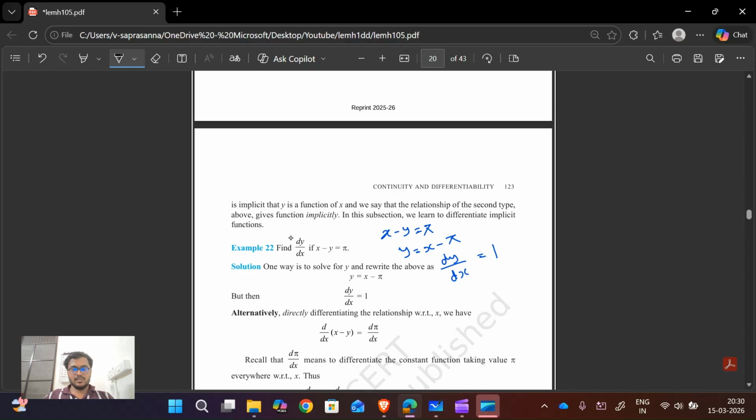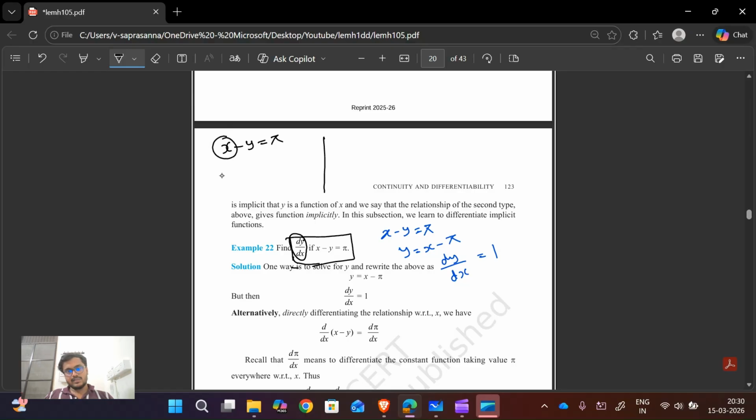Okay, for example, this question: find dy by dx, where x minus y equal to pi. It's very easy. See, now in the question they would have given with respect to what you're differentiating. Is it dy by dx or dx by dy? This means that you're differentiating y with respect to x. I told this in the previous video itself. So now you're differentiating this whole equation with respect to x.